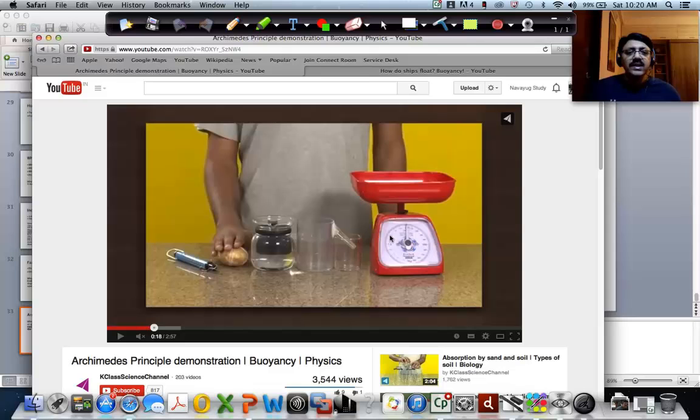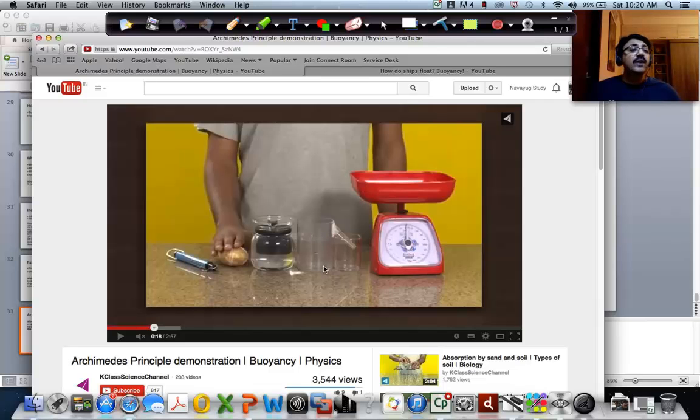So here you can see that there is a weighing machine, right? And there is a potato, and there is a spring balance, right? And there is a jug of water. So that is what you have, and there is actually a beaker. You can see there's a beaker with water, right?